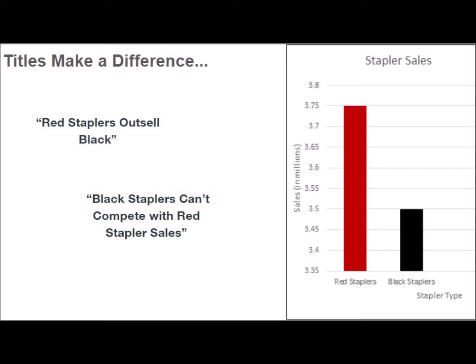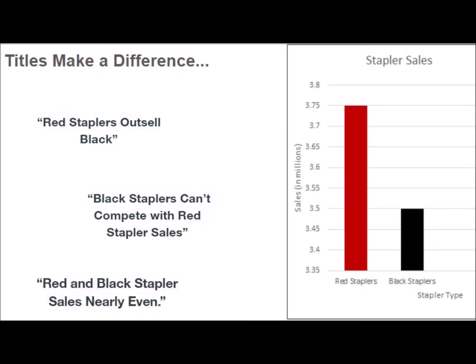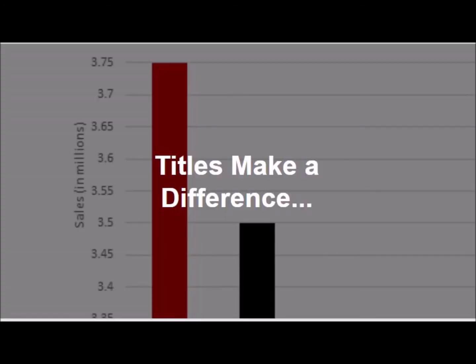Okay, one more. What if I title the graph Red and Black Stapler Sales Nearly Even? Suddenly, this is a totally different argument, one where I suggest the difference in sales between the two products is insignificant, even though the bars might have me think otherwise. This is just one small demonstration of the power you have as a professional and technical communicator. The data doesn't change, but you do get to decide how to present it, what to include, what to exclude, where to focus your audience's attention, and how to best present your information.